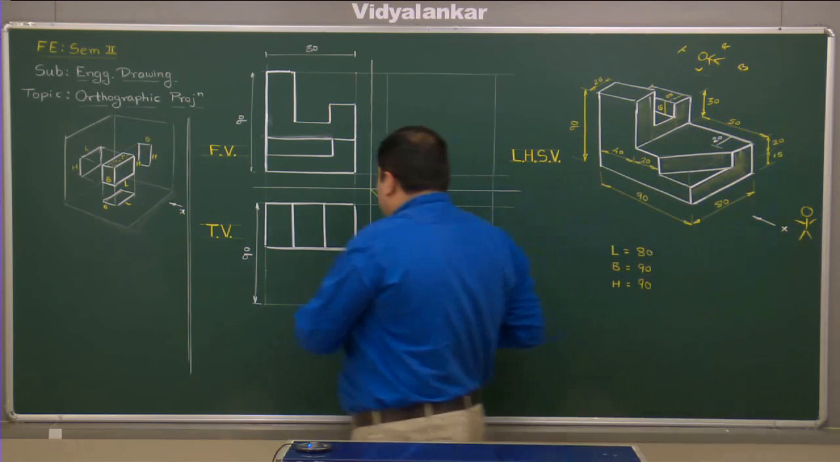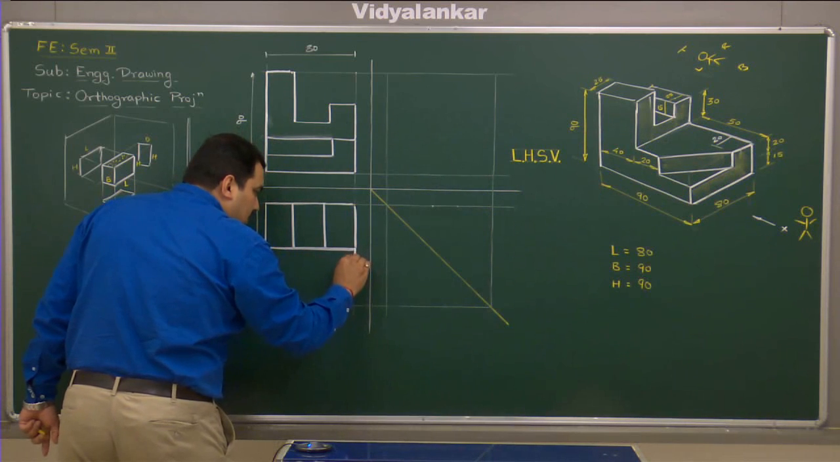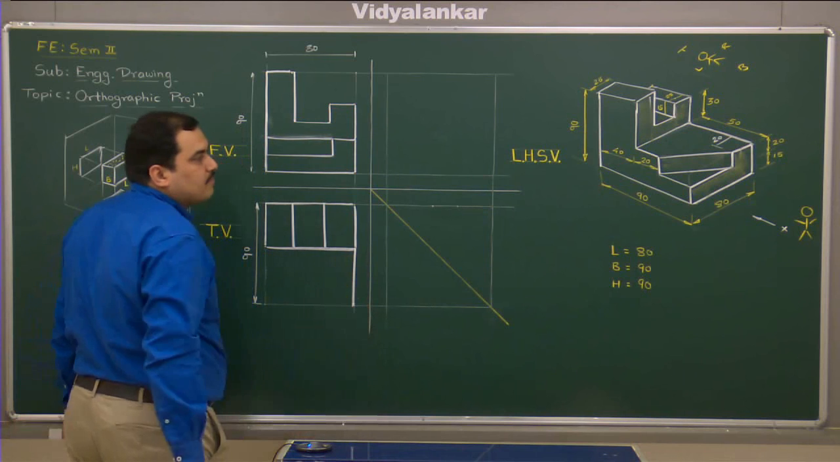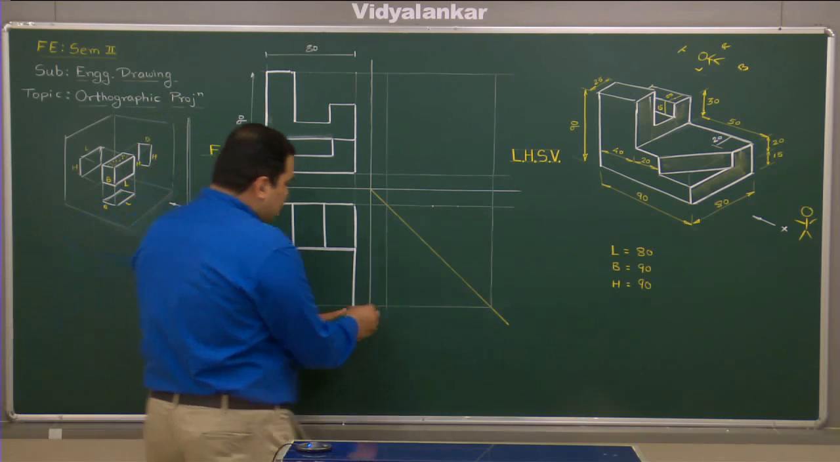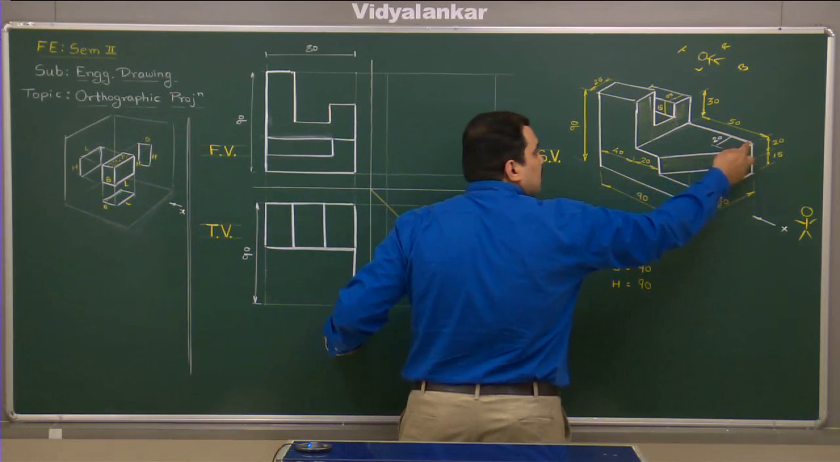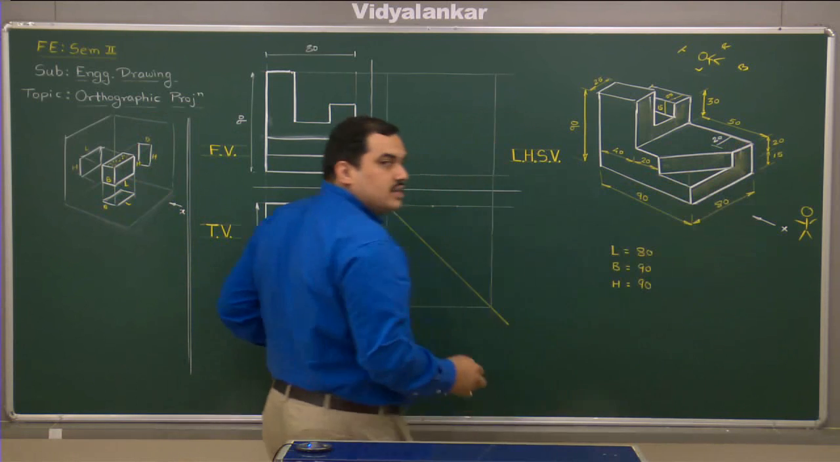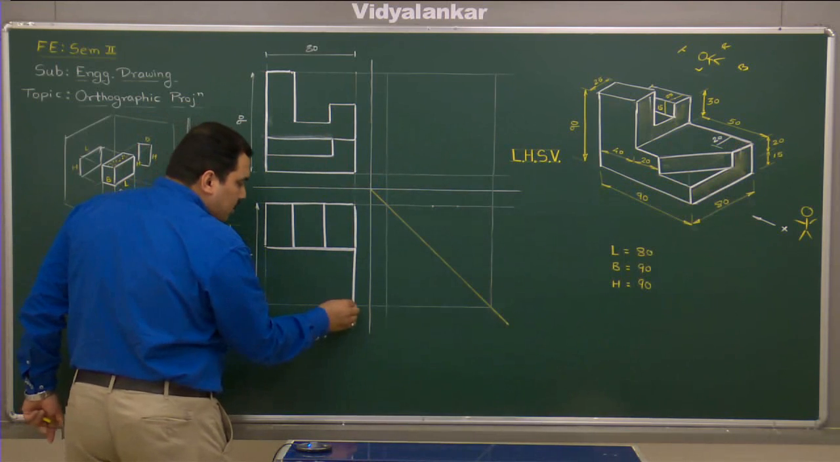This location is here. So from this point, this edge of 50 will appear vertical. So we draw one line of length 50. Then we reach this location. Then this length is 20, which will appear horizontal.